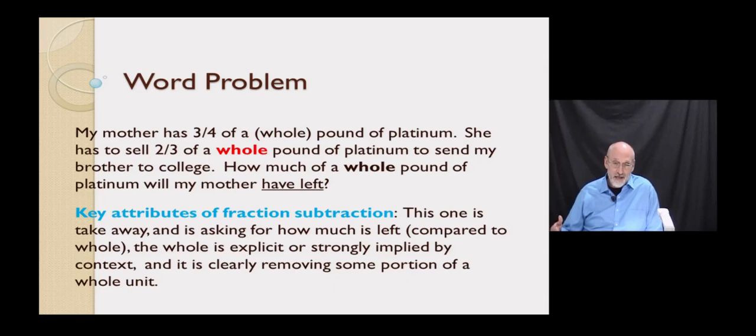Because platinum is expensive. We want to know how much she's worth in terms of platinum once she's sold 2/3 of a whole pound. So again, the key attributes, this is a takeaway. We could do comparison. It's always asking how much is left compared to the whole, and we're clearly removing a portion of the whole. We're removing 2/3 of a whole pound of platinum.